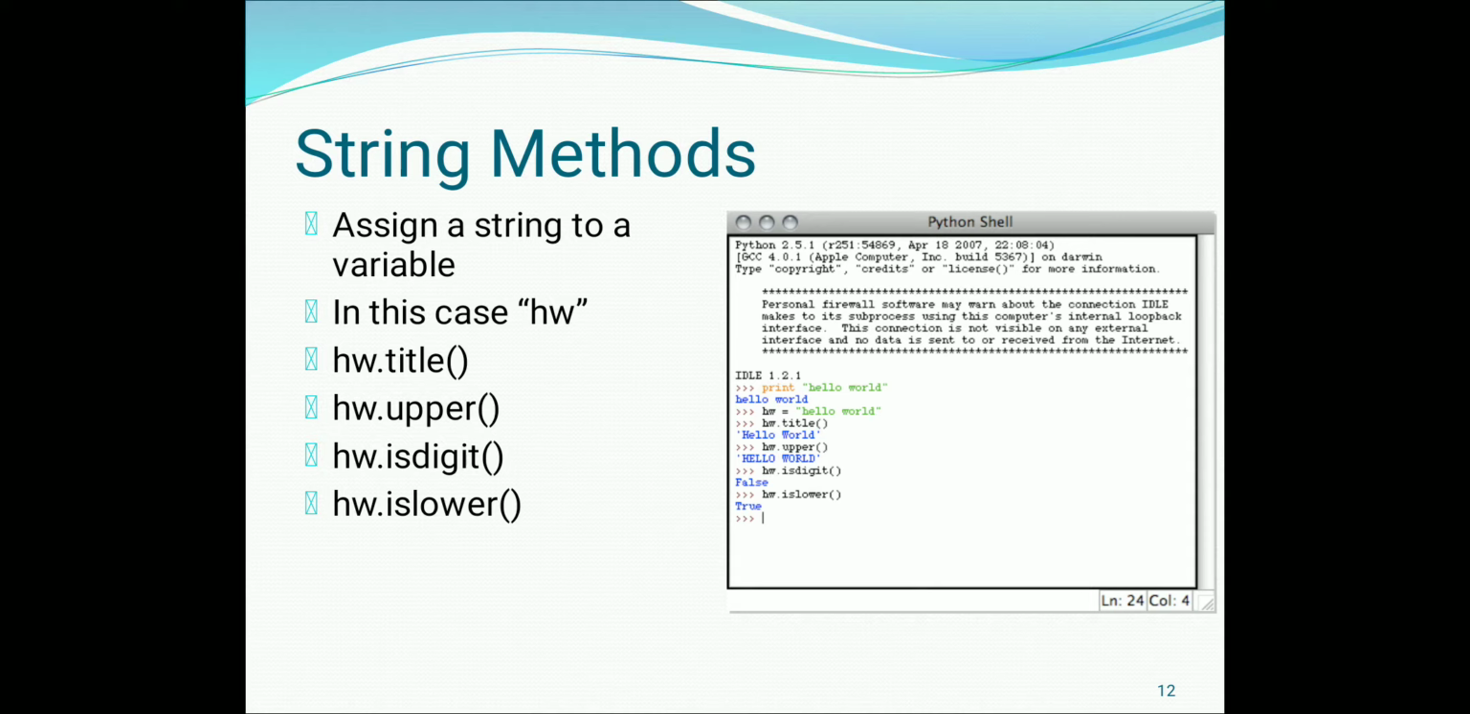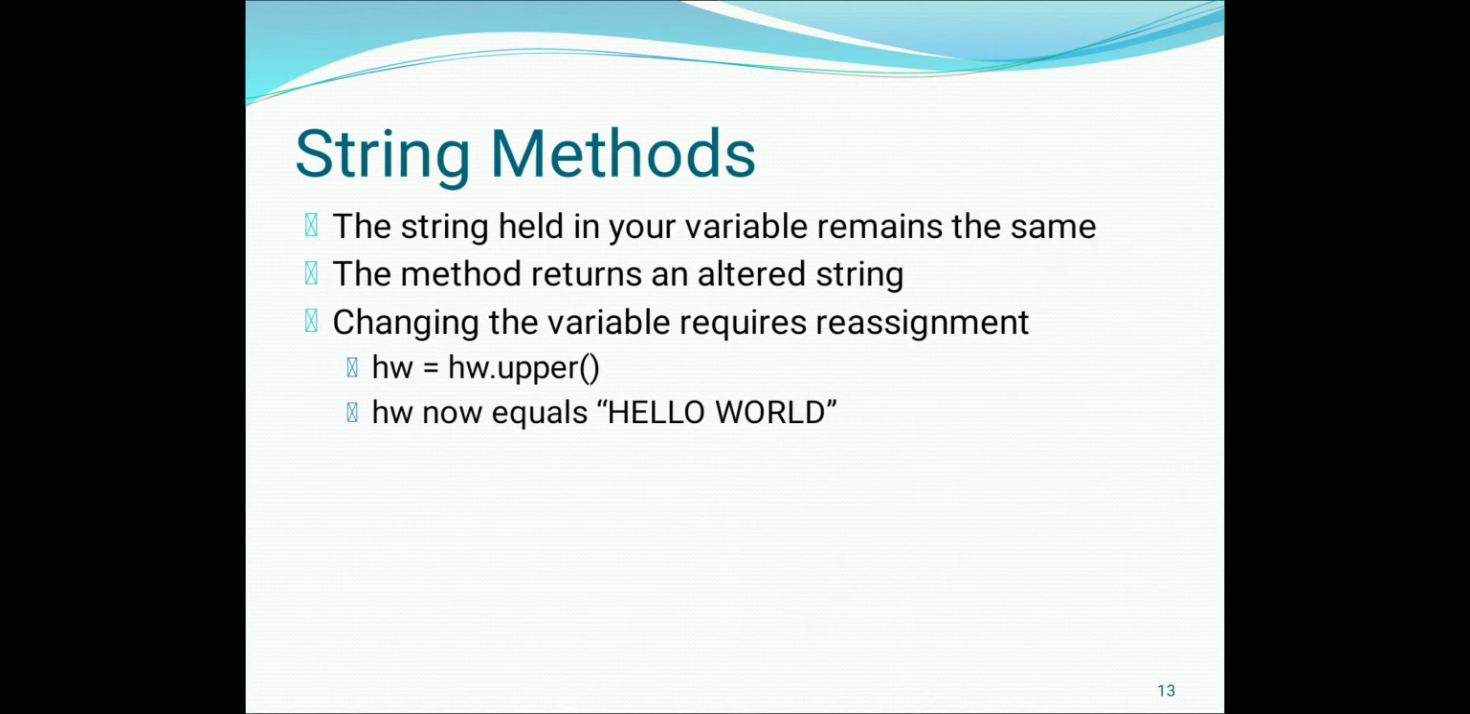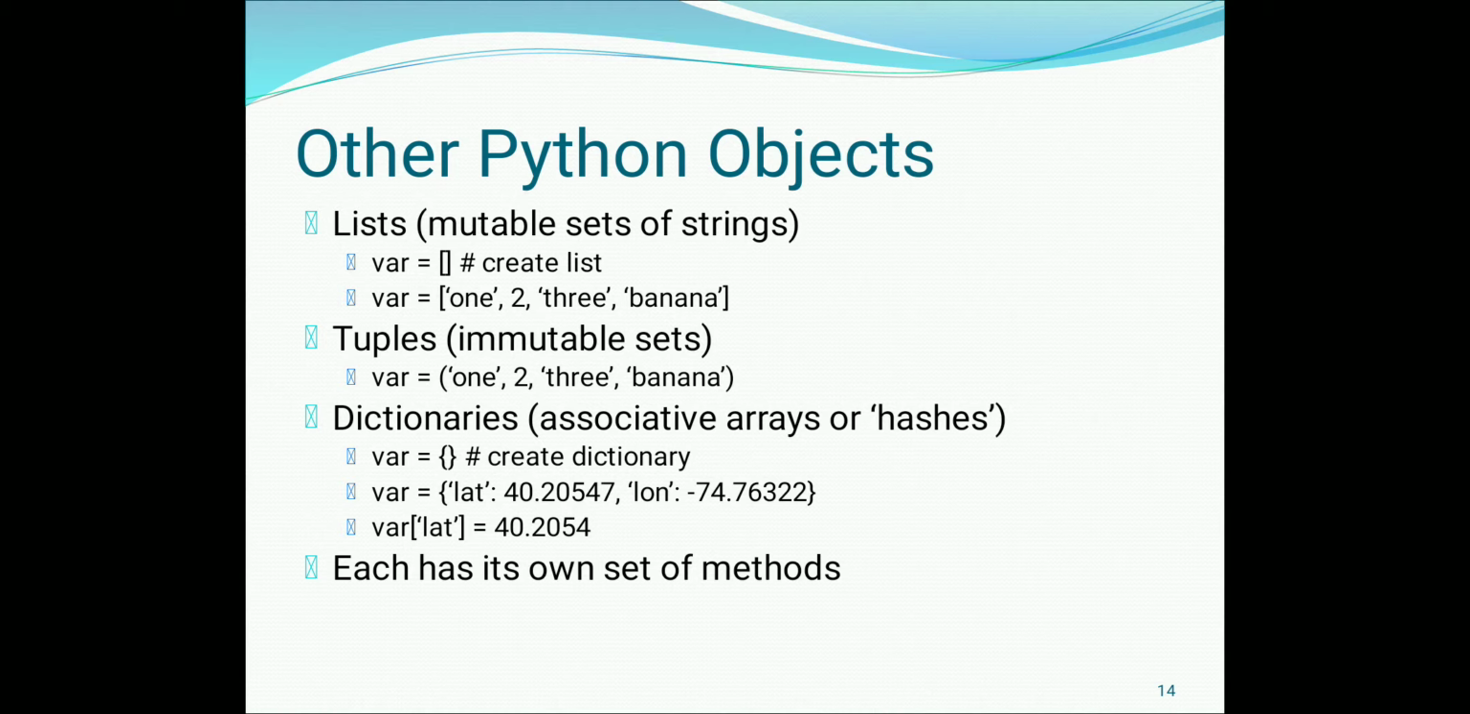Now, string methods. A string has some methods. Assign a string to a variable. A string must be assigned to a variable. In this case, HW is a prefix. String methods: the string held in your variable remains the same. The method returns an altered string.